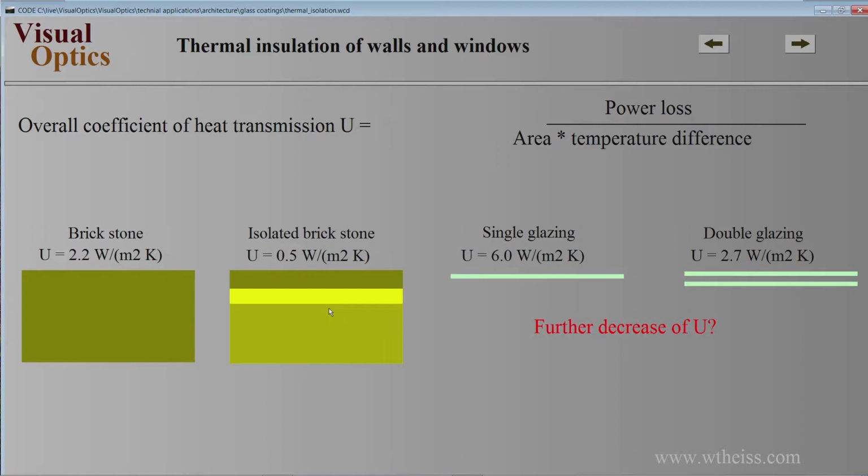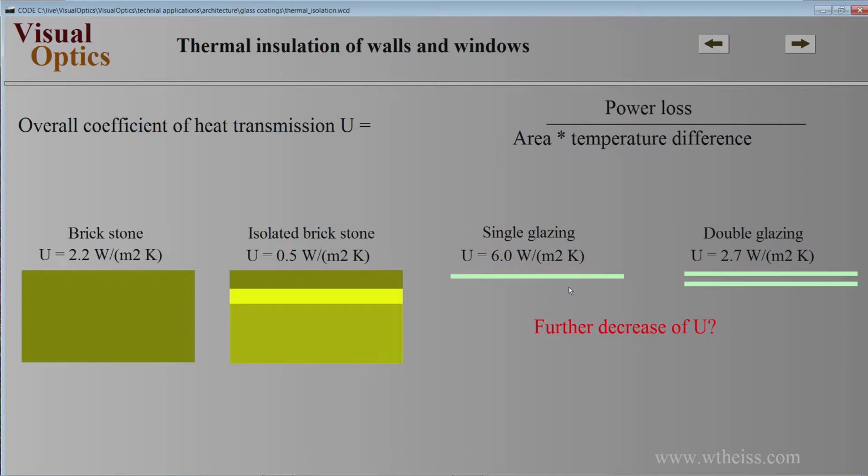A single glass pane without any extras will have a U value of 6 watts per square meter and Kelvin. So that means that's more than 10 times larger than the insulated brick stone wall here. So the window would be a big heat loss, and it would be very efficient to make this window very small so that you can just take a look outside but nothing more. That's how it was some 100 years ago.